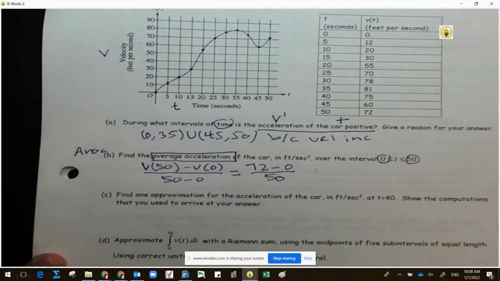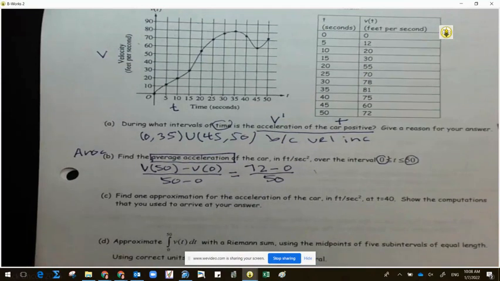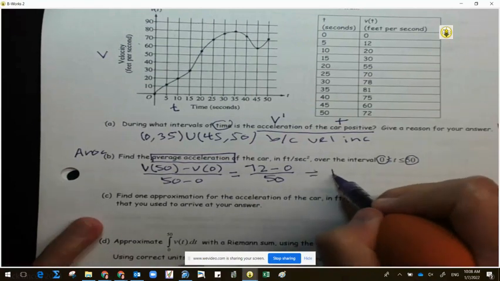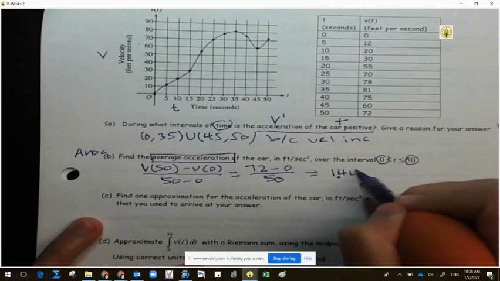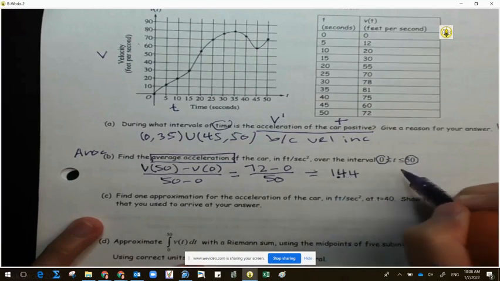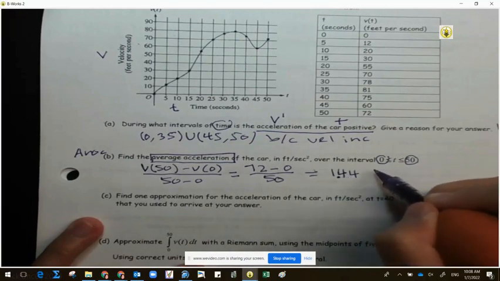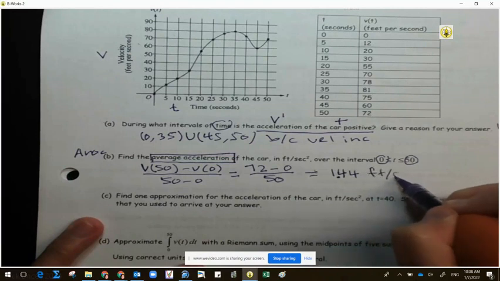Let's type that in. 72 divided by 50. And the norm is 3 decimal places unless it terminates before that. 1.44. And the units for this one has to be what? Feet per second squared.